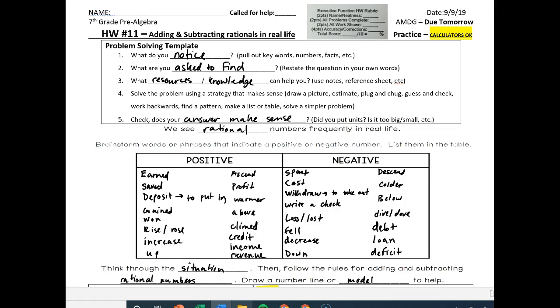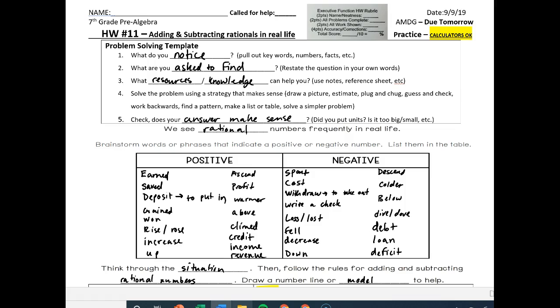We're not just plucking numbers, okay? Number two, what are we asked to find? It's basically restating the question in our own words. Then number three, what resources and knowledge can help you? Do I need to look in my binder for a reference sheet? There are some previous notes that can help me.